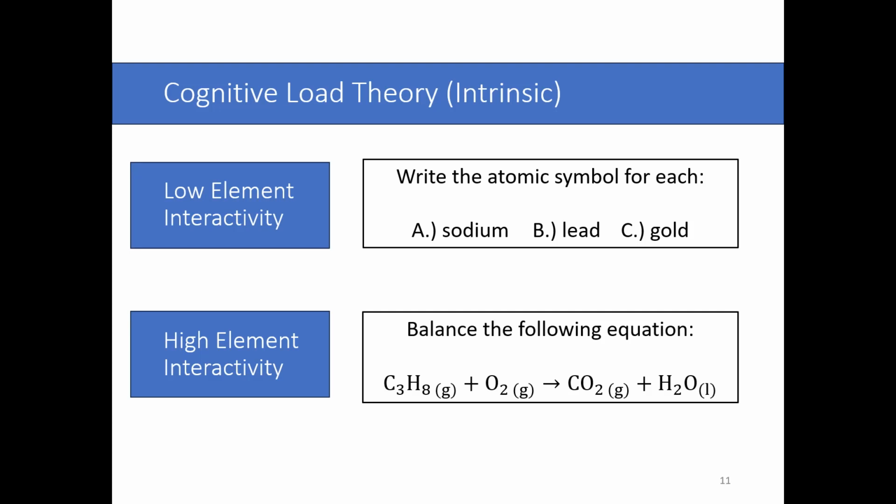You have to think about all 4 at the same time, because making a change to one coefficient will propagate through the equation and create changes in other parts of the equation. So this is an example of high element interactivity.